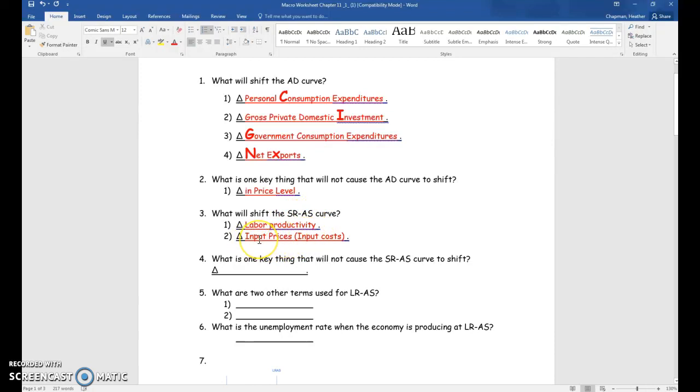Maybe crude oil prices fell. That means costs of production fall, profits increase, willingness to supply increases, and the short-run aggregate supply curve would shift out and to the right.